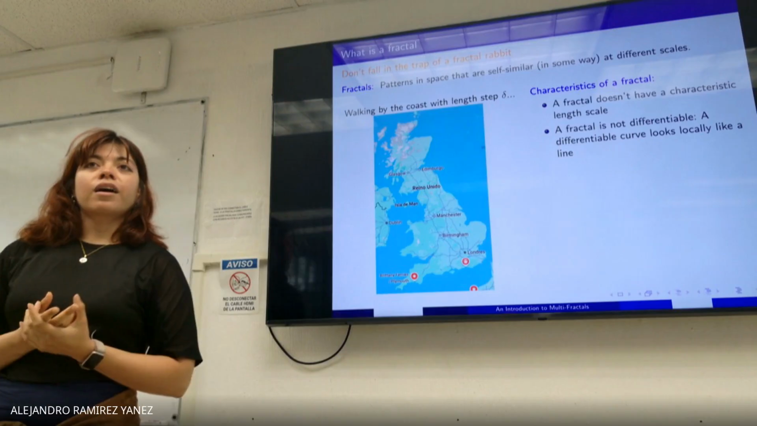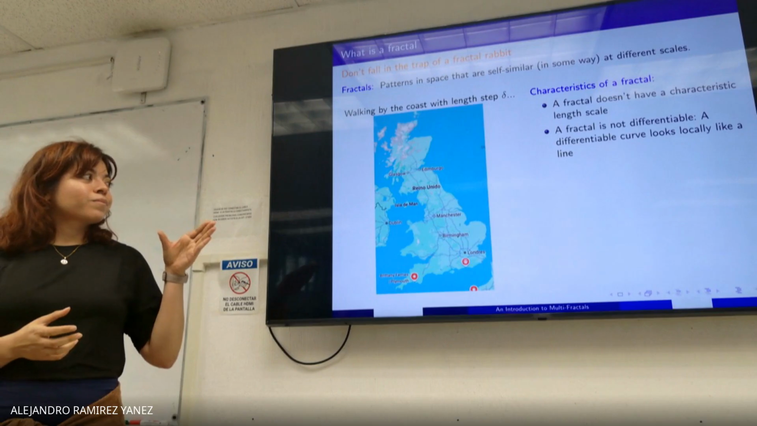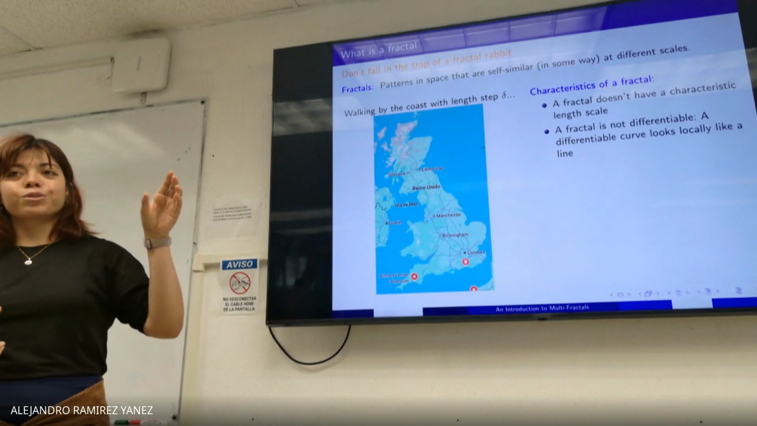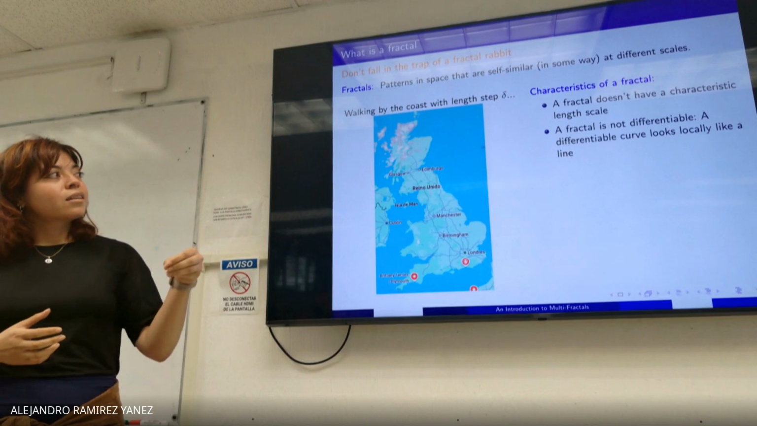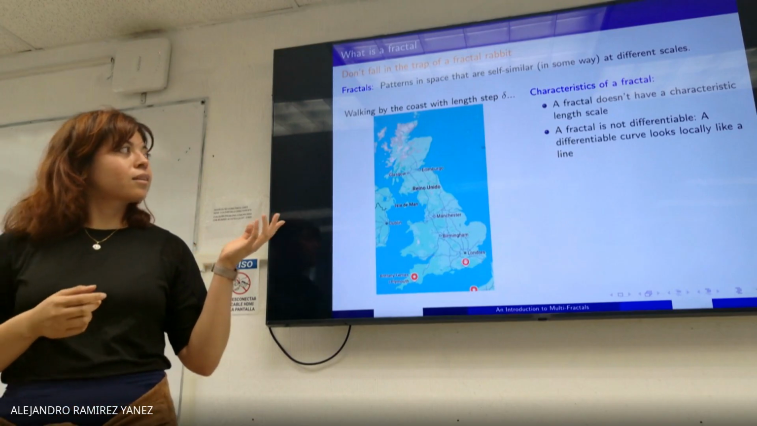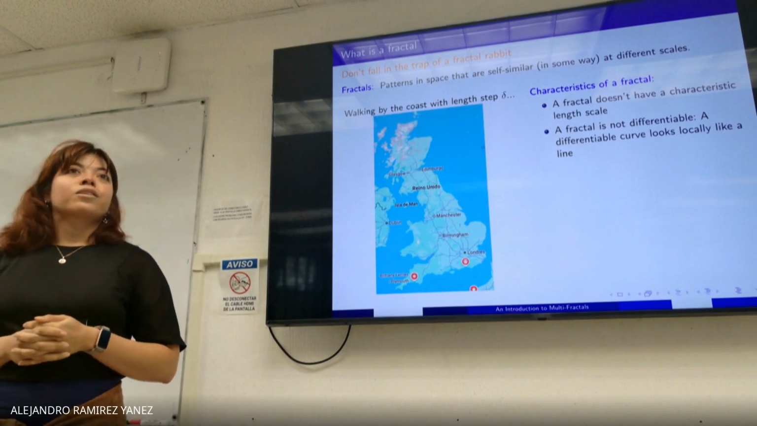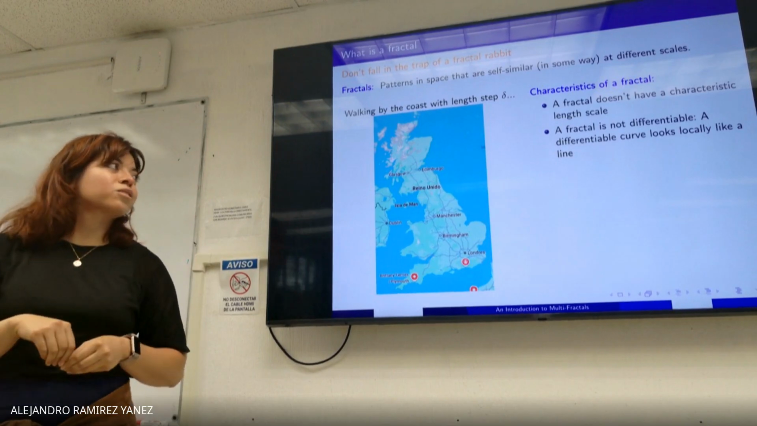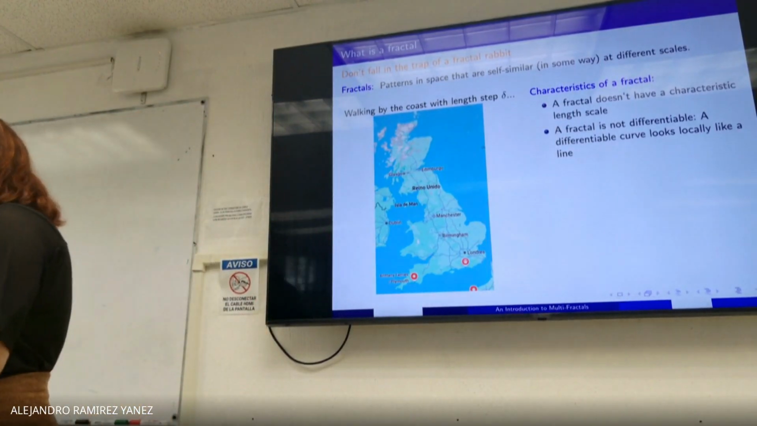So why can a fractal not have it? Because as you see the repetitive structure at even smaller scales, you can never define this characteristic length scale. Also, a fractal is not differentiable because you never have a straight line. You have little small structures, so you cannot define it.